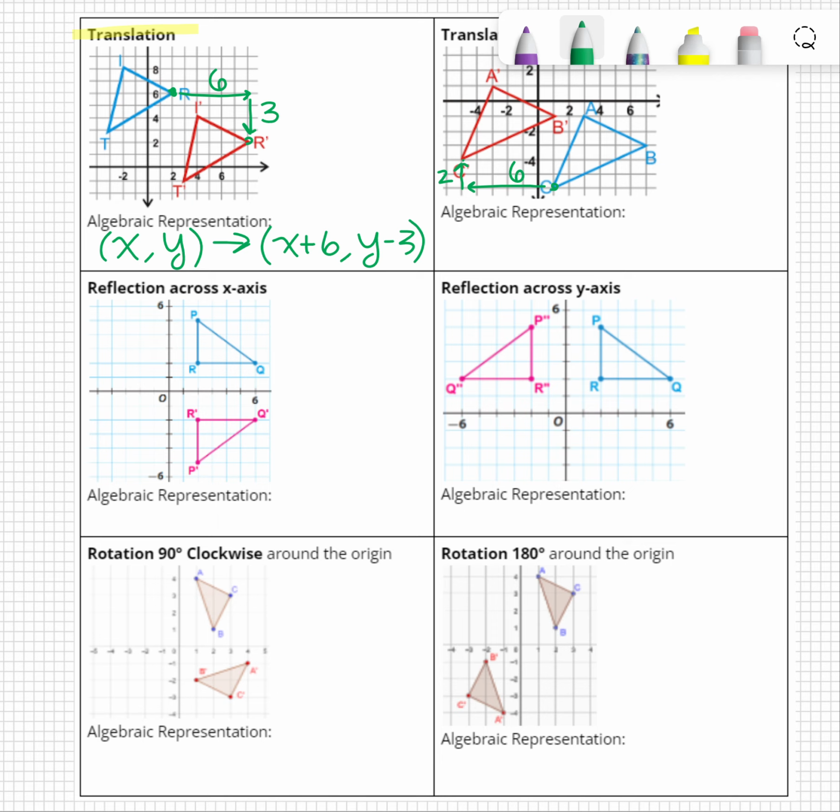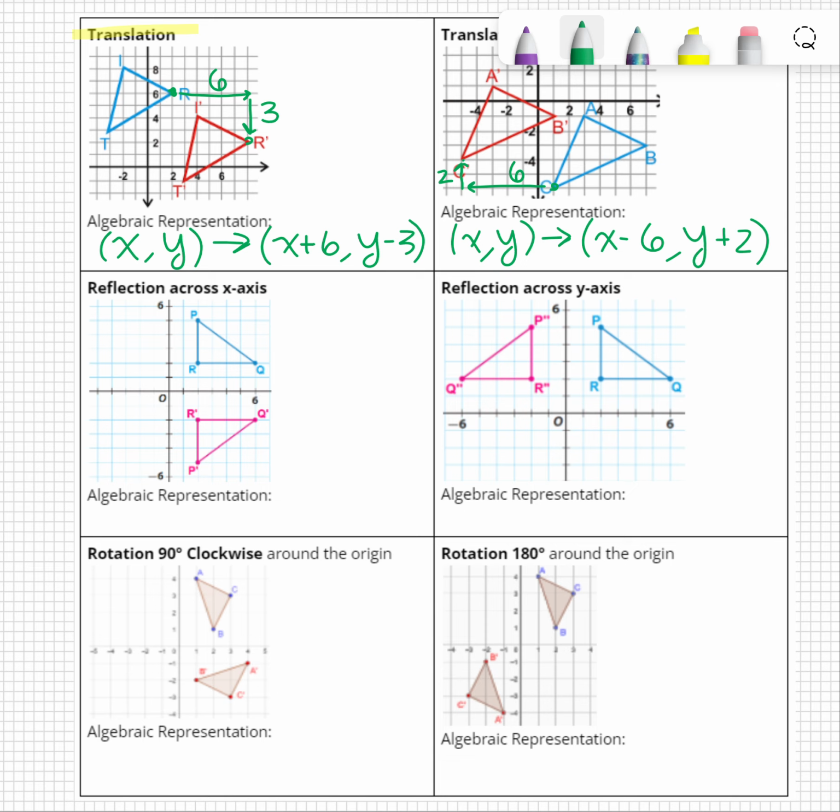So the algebraic representation, each of the xy points, we went to the left 6, so we subtracted 6 from each of the x values, and then we added 2 to each of the y values to bring them up, so y plus 2. So in general, if you are adding, that means you're going either to the right or you're going up. If you're subtracting, then you're going to the left or you're going down.